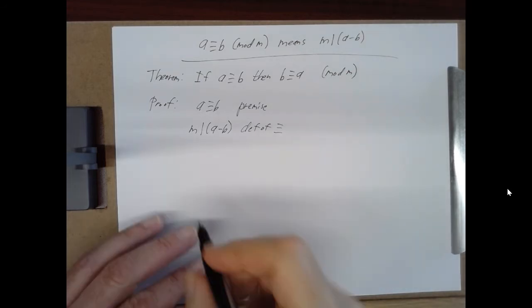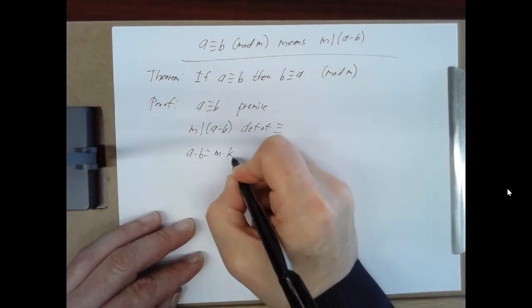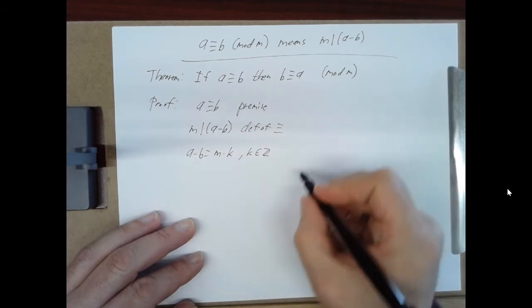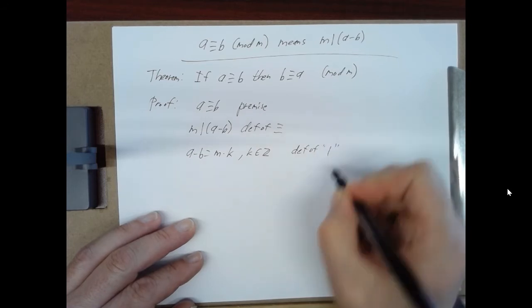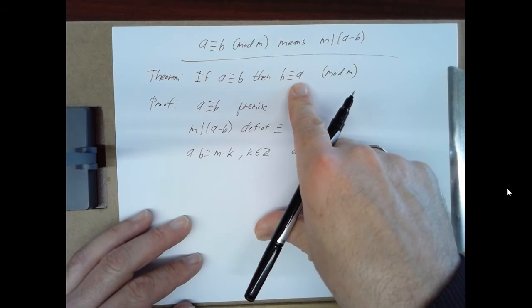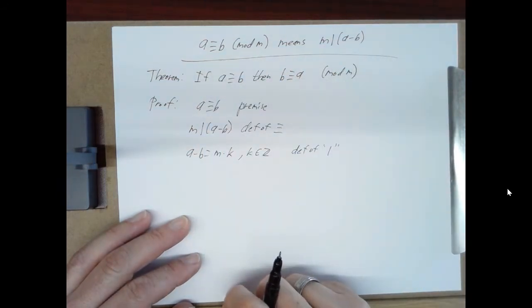Yeah, exactly. So A minus B equals M times some integer K, where K is in Z. That's the definition of divides. And we'd like to show that B is congruent to A, which means we'd like to show that B minus A is divisible by M.